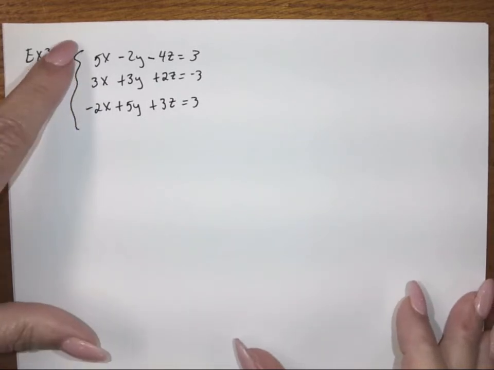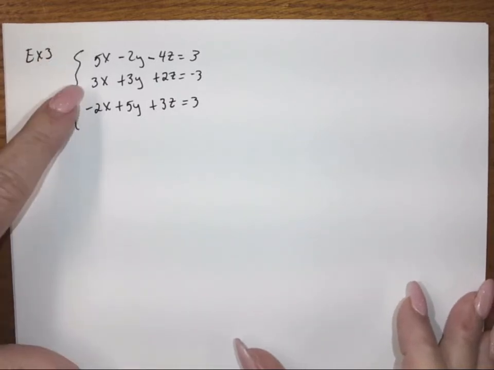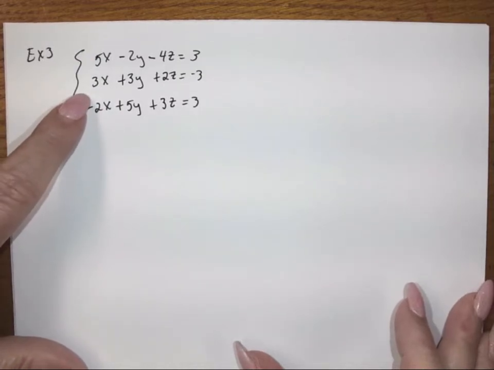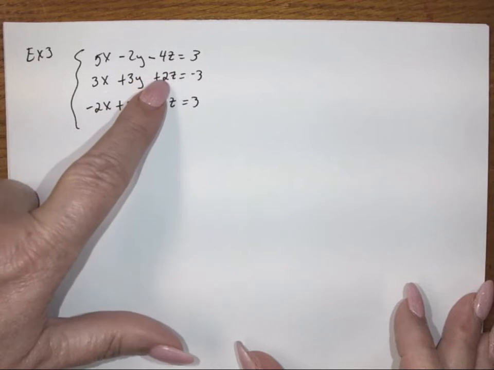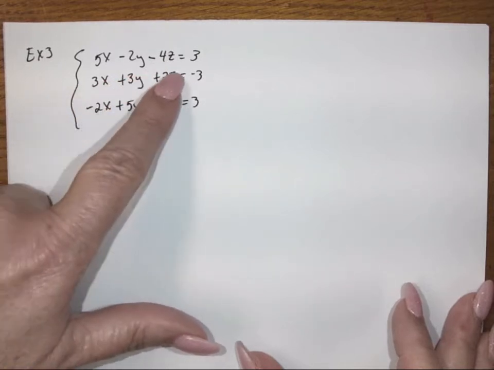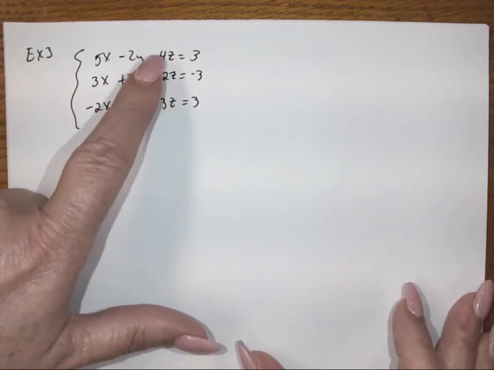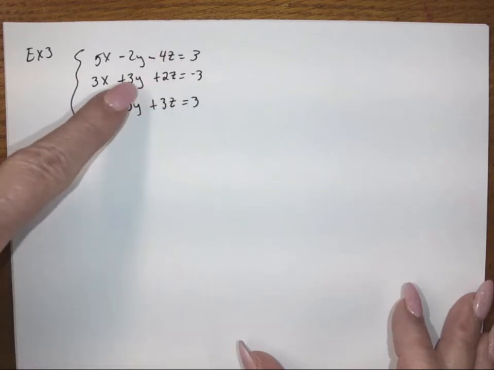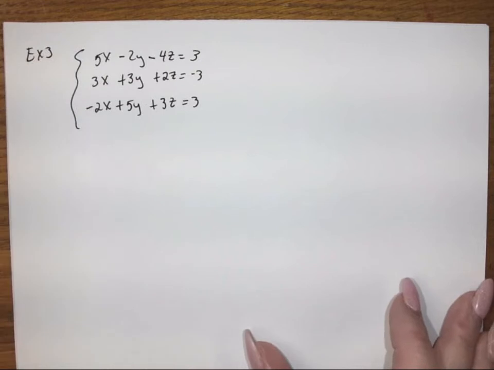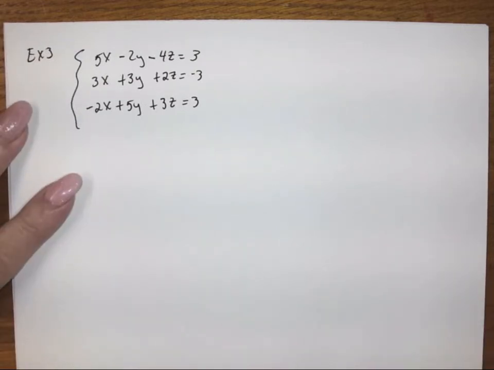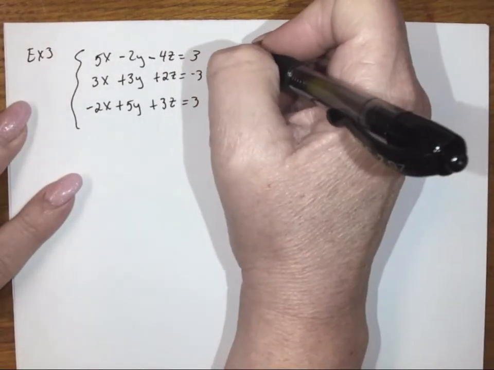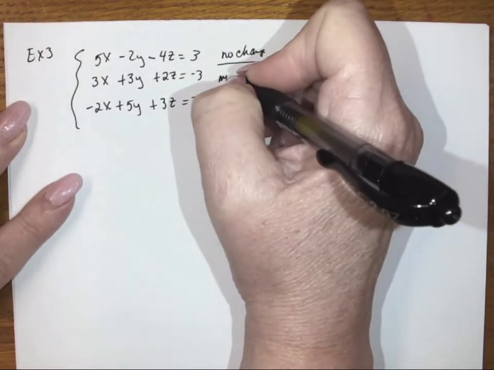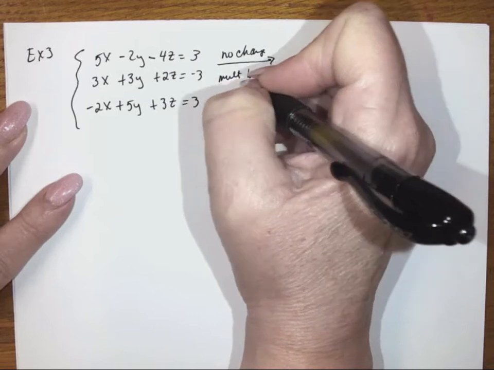So if I take equation 1 and equation 2, and I want to cancel out z. Z will probably be the easiest one because I could multiply the second equation by 2, and I would have negative 4z and positive 4z. So those will cancel. Otherwise, I have to multiply by 2 numbers to get to something. So I'm going to do no change on the first one. And on the second one, I'm going to multiply by 2.